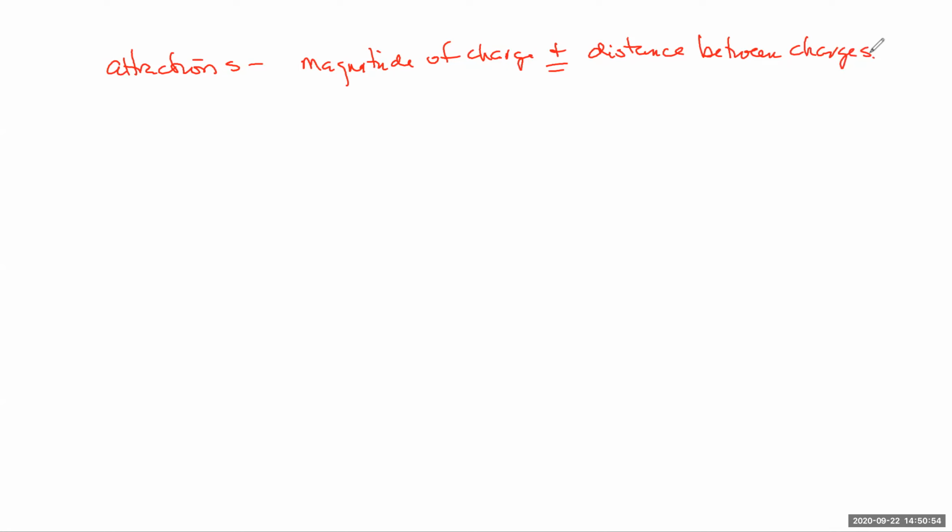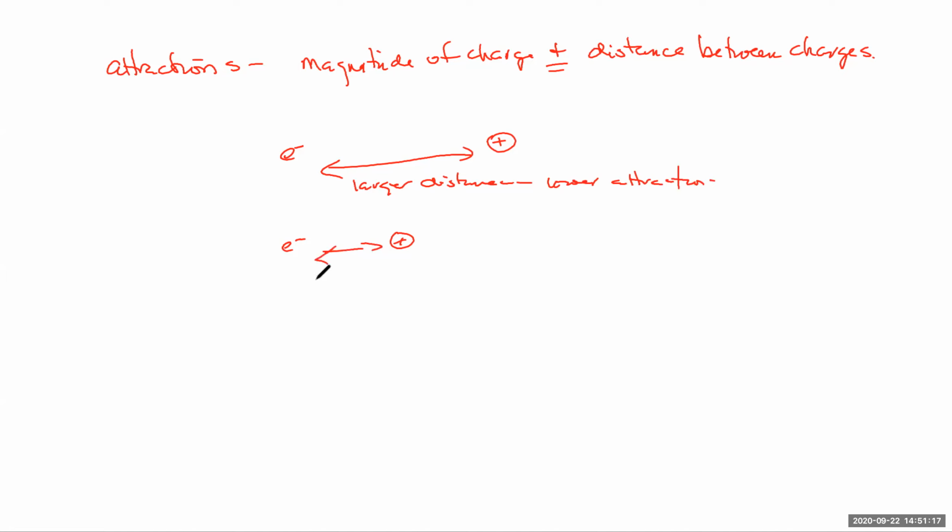So what happens is when you're looking at the actual attraction, if you have an electron that's here, but the nucleus is way over here compared to a nucleus that's here, this has a larger distance. So it would be a lower attraction. This one has a shorter distance, so it has a greater attraction. That's if all the charges were the same. If the charges change, then the higher the charge, the stronger the attraction.